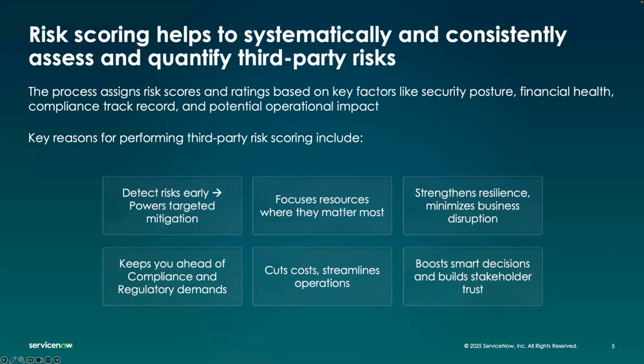Fourth, it helps us stay ahead of compliance and regulatory demands, reducing the likelihood of surprises or penalties. Fifth, by streamlining our risk management processes, we can cut costs and improve operational efficiency. And finally, strong risk scoring supports smarter decision making and builds trust with key stakeholders, showing that we are managing risk responsibly. Ultimately, risk scoring gives us a systematic, consistent, and proactive approach to managing third party risks, helping protect both our business and our reputation.